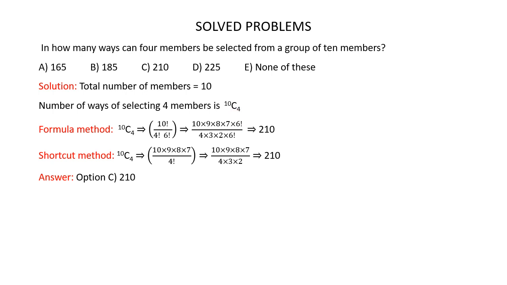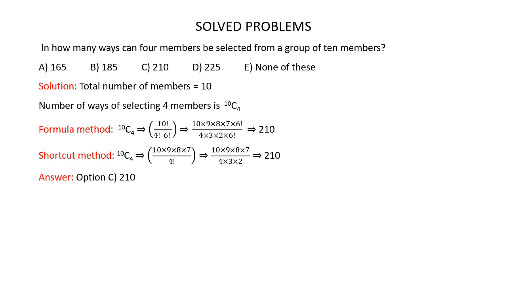Now we can solve this problem using the formula method. According to the formula, 10C4 is equal to 10 factorial divided by 4 factorial multiplied by (10 minus 4) factorial, which is nothing but 10 factorial divided by 4 factorial multiplied by 6 factorial. Now 10 factorial can be written as 10 multiplied by 9 multiplied by 8 multiplied by 7 multiplied by 6 factorial, so that the 6 factorial in the numerator and the 6 factorial in the denominator can cancel out. And on solving this, we get the answer as 210.